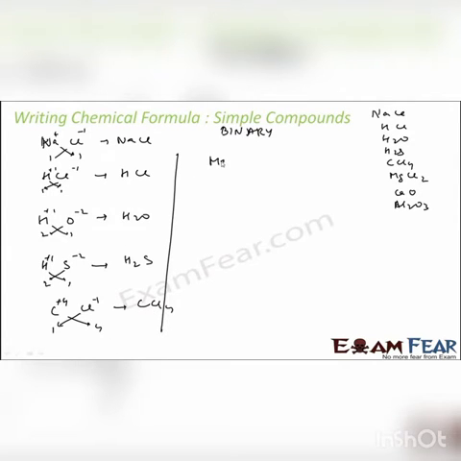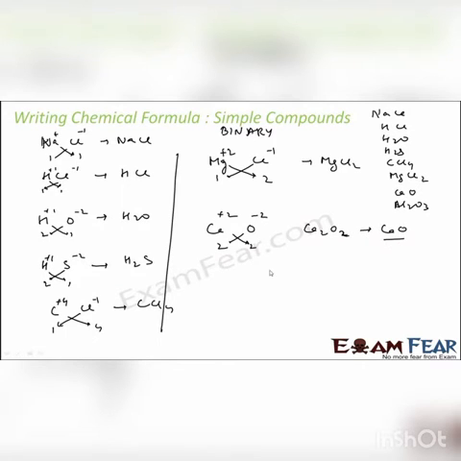Let's try for others. MgCl2. Magnesium charge is 2, chlorine charge is 1. You get 1 here, you get 2 here, you get MgCl2. Calcium oxide. Calcium charge is plus 2. This is minus 2. This is 2. This is 2. This becomes Ca2O2. The 2 we can actually cancel. It becomes CaO.